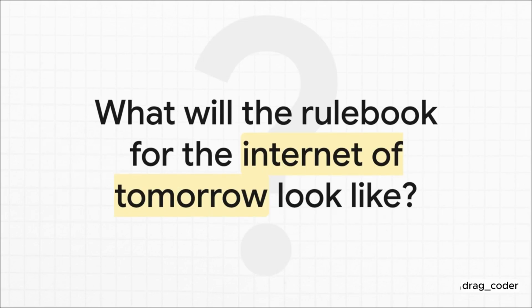Look, these models have served us incredibly well. They've powered decades of digital transformation, but they were designed for the internet of yesterday and today. And as our technology just keeps evolving with things like the Internet of Things, quantum computing, even space-based networks, it leaves us with a really fascinating question. What will the rulebook for the internet of tomorrow even look like?